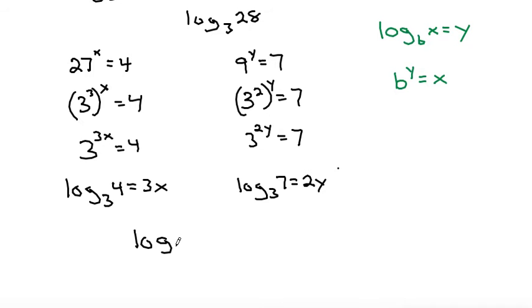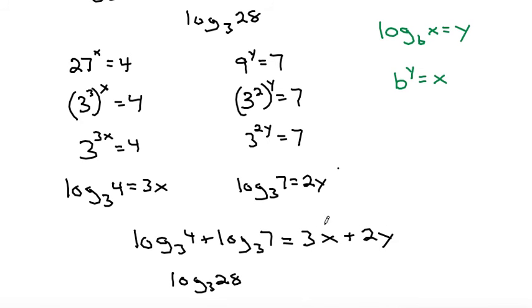If I add my log base 3 of 4 plus log base 3 of 7, there's a rule that says if you add two logs together, you can combine it into the same log by multiplying what's in the logs. So we can write that as log base 3 of 4 times 7, which is 28. So since log base 3 of 4 is equal to 3x, and log base 3 of 7 is equal to 2y, the log base 3 of 4 plus log base 3 of 7 is also equal to 3x plus 2y. And since we can simplify log base 3 of 4 plus log base 3 of 7 to log base 3 of 28, that would also be equal to the sum of 3x plus 2y.